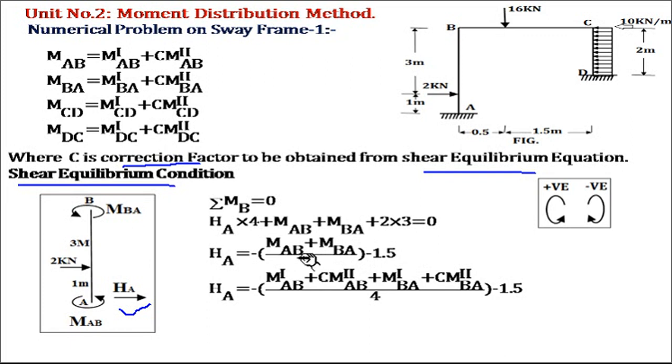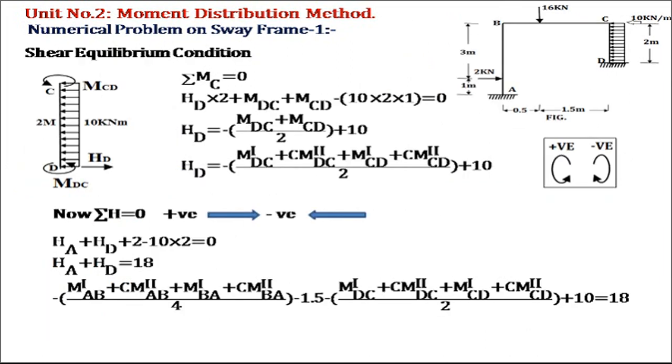But here we know the value of MAB. What is the value of MAB? It is M1AB plus CM2AB. So we'll put here the value of MBA, which is M1BA plus CM2BA, divided by 4 minus 1.5. So this is the value of HA.